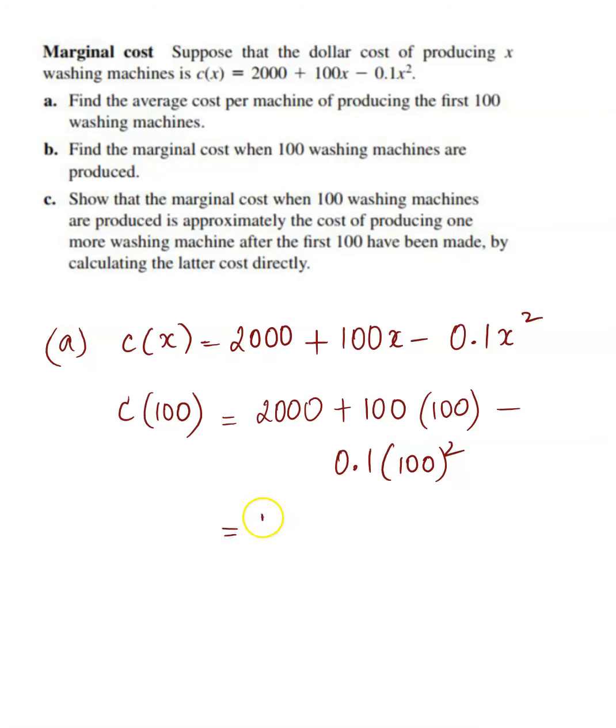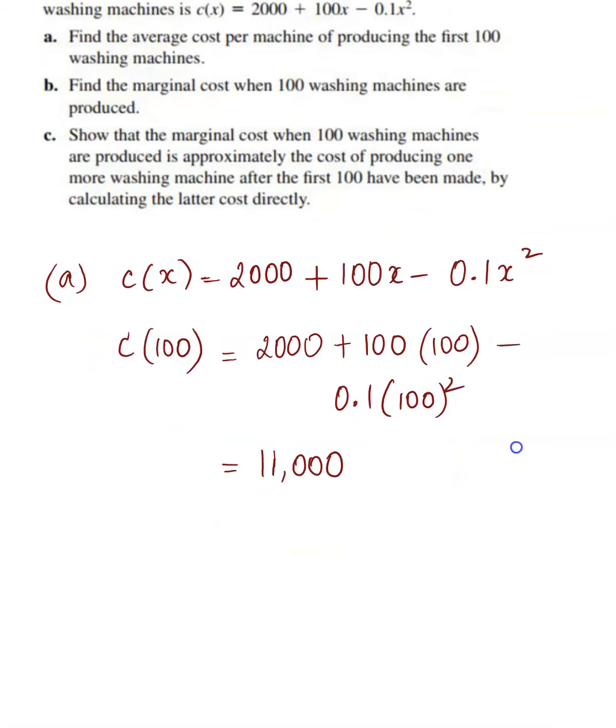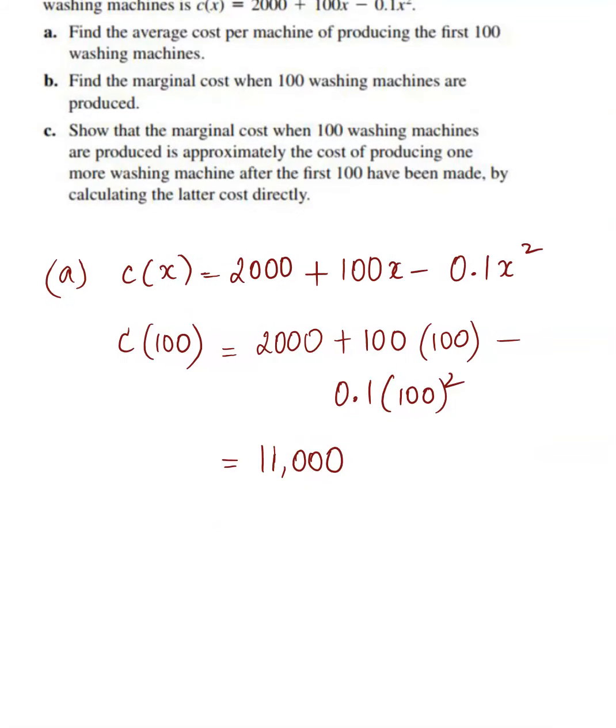And that gives us 11,000. Okay, now this is the cost of 100 washing machines. So the average cost, I'm just going to write it as C-bar, will be this 11,000 divided by the 100 washing machines, right? So that comes out to be 110. So the average cost per machine of producing the first 100 washing machines is $110.